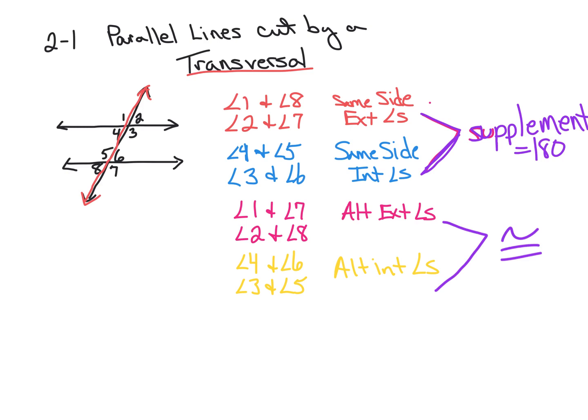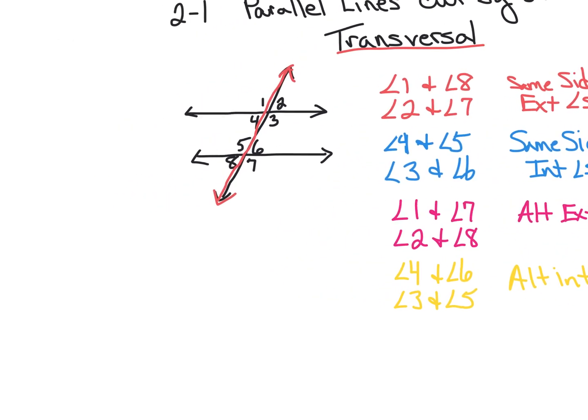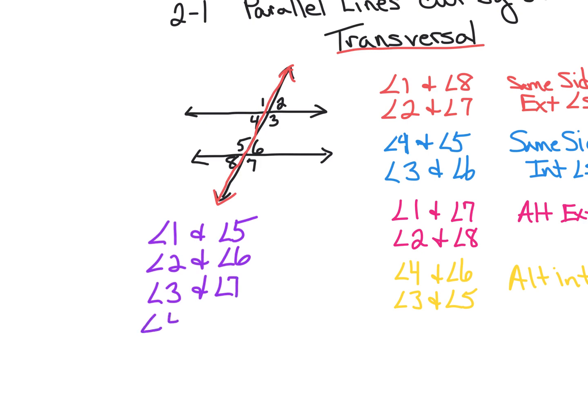Now there is one more set of angles in this, and it is angle 1 and angle 5, angle 2 and angle 6, angle 3 and angle 7, and angle 4 and angle 8. And we call them corresponding angles. And they are congruent.